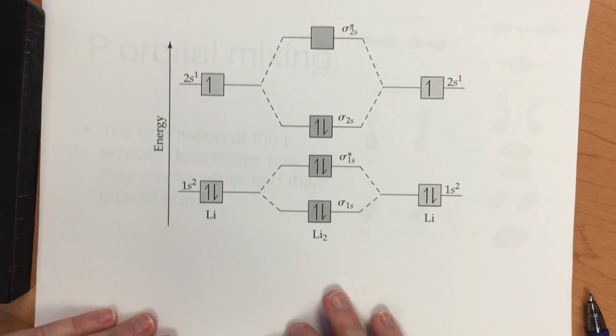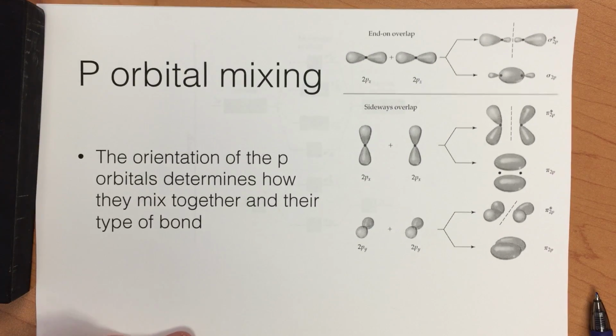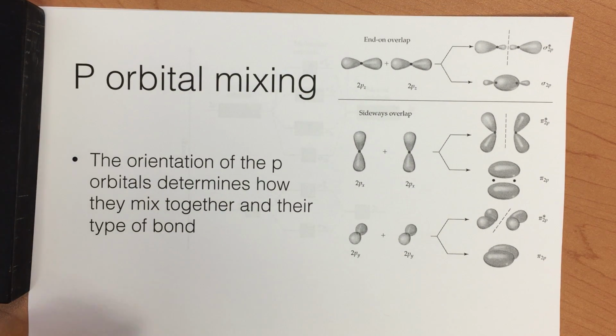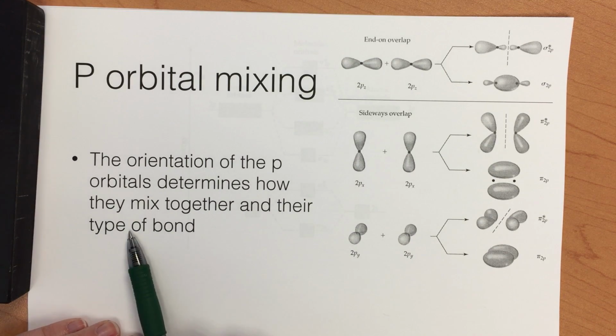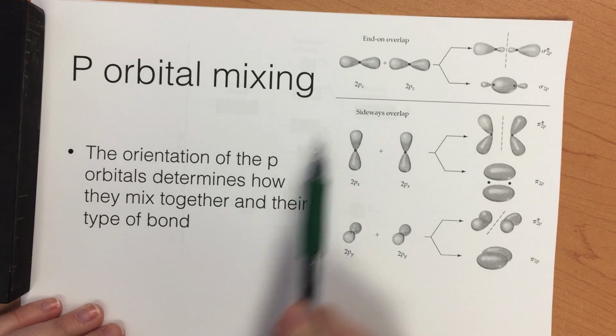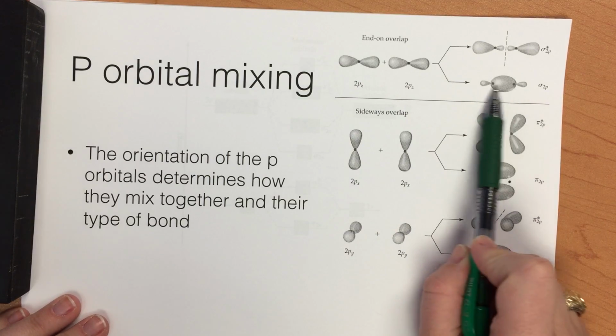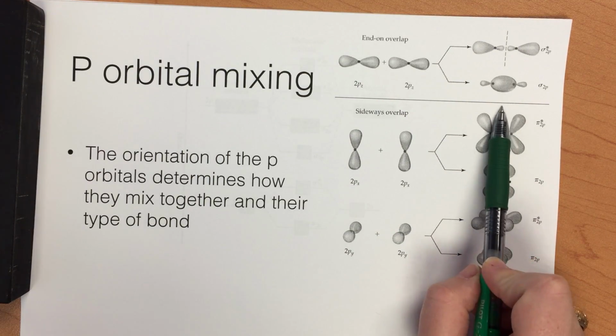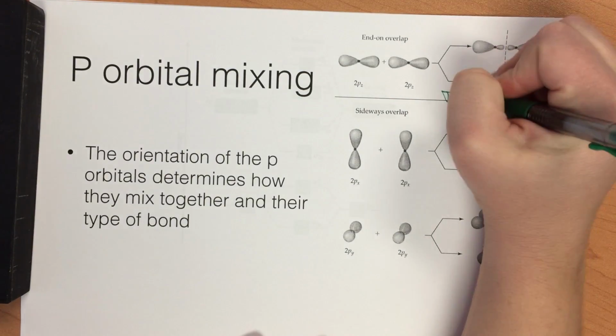But what happens when we get to the p orbitals? Because they're always so much more complicated. Okay, so we can have orientation of the p orbitals, which we know are all 90 degrees apart. So we can have end-on overlap. So this creates internuclear overlap. So this is going to be a sigma bond.